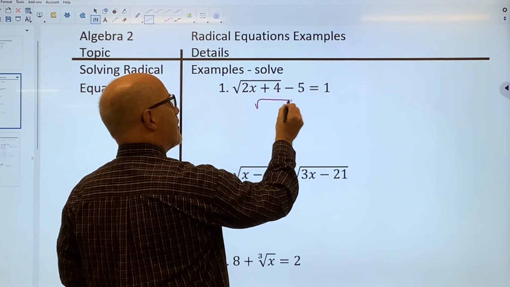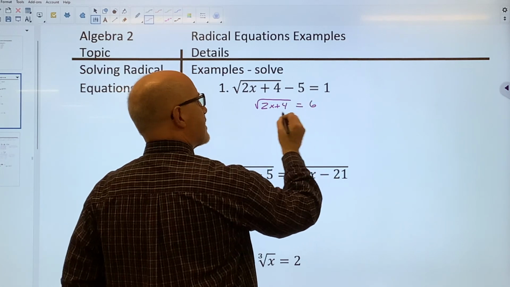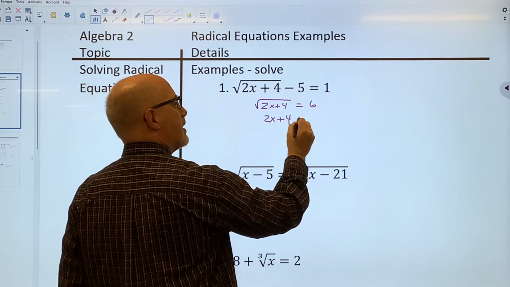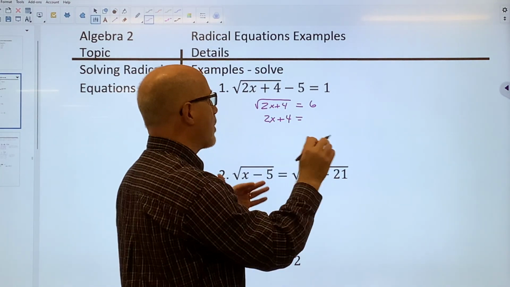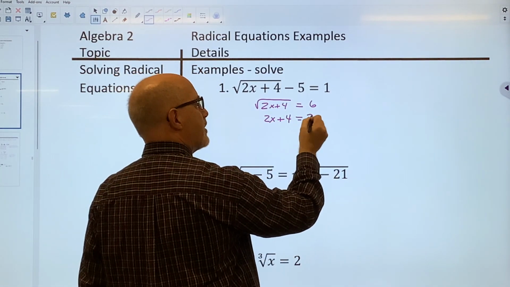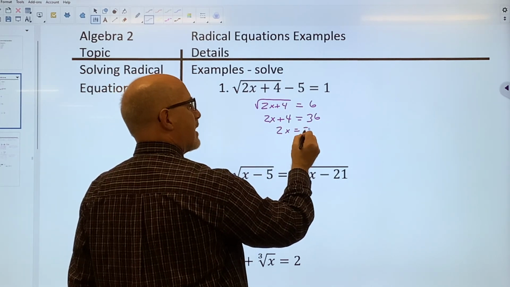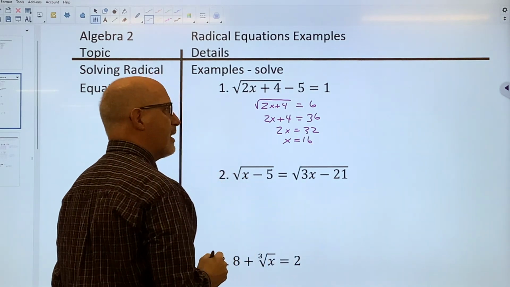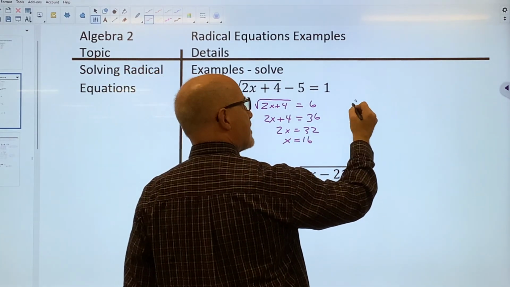So I get the square root of 2x plus 4 is equal to 6. Square both sides to get rid of that square root. So that's the inverse operation, to square to get rid of a square root. So I get 36. Then I subtract 4. I get 32. So x equals 16.